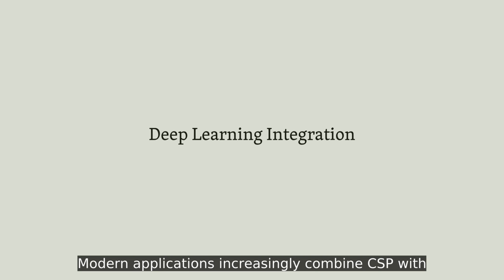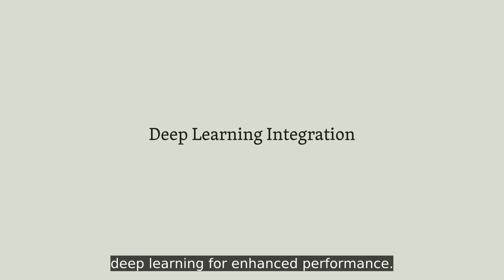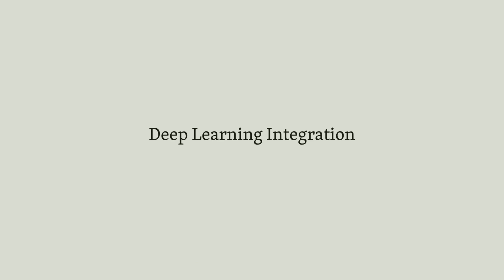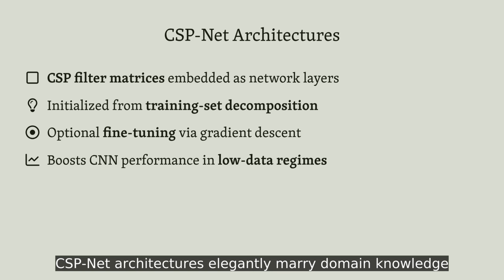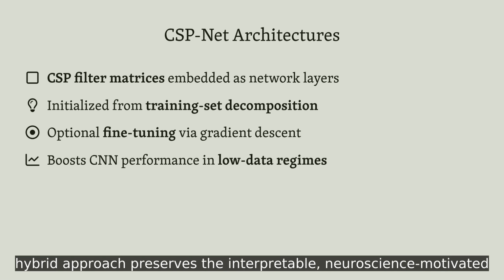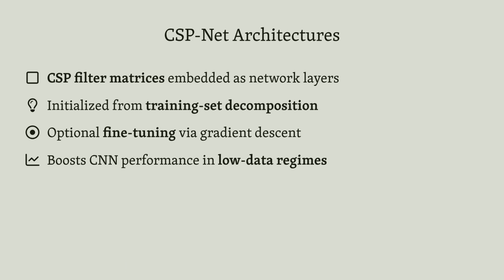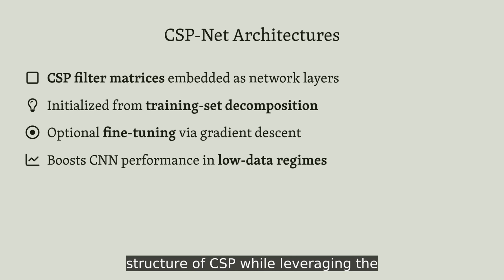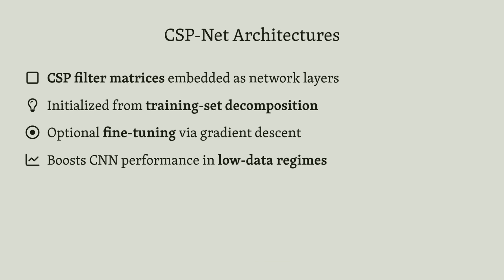Modern applications increasingly combine CSP with deep learning for enhanced performance. CSP-net architectures elegantly marry domain knowledge with data-driven learning by embedding CSP filters directly into neural networks. This hybrid approach preserves the interpretable, neuroscience-motivated structure of CSP while leveraging the representational power of deep learning.